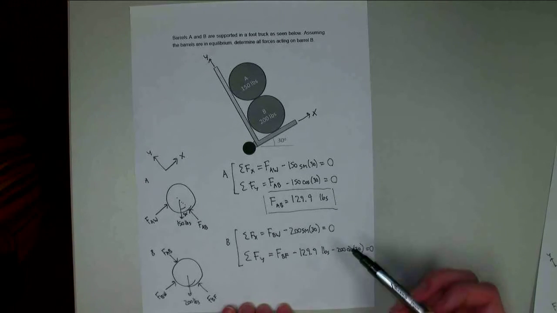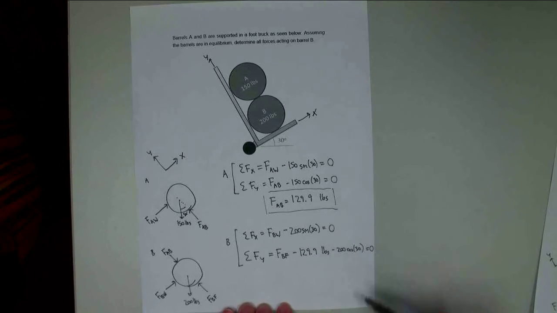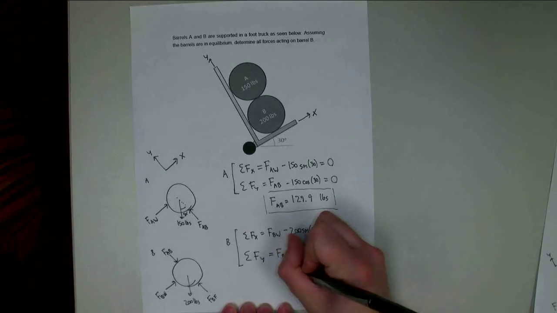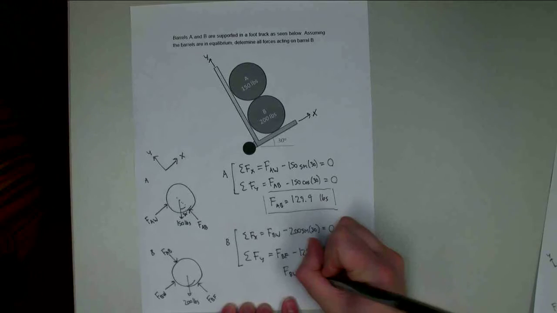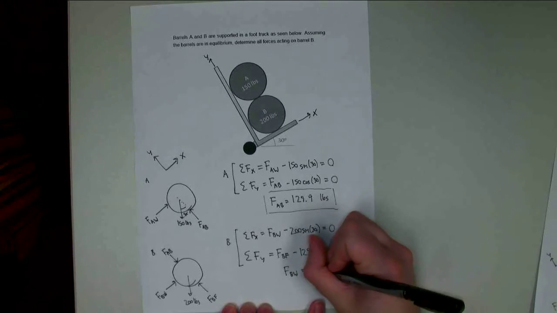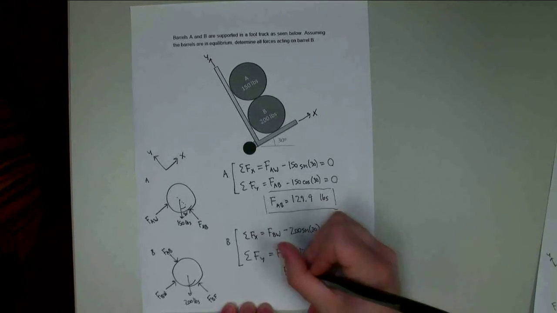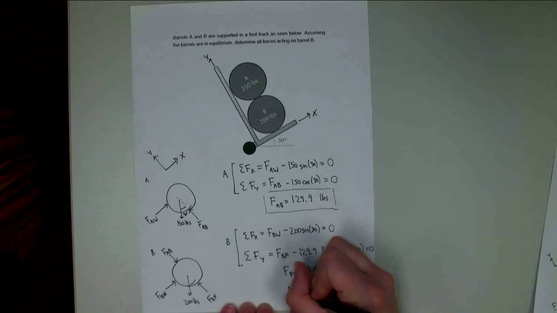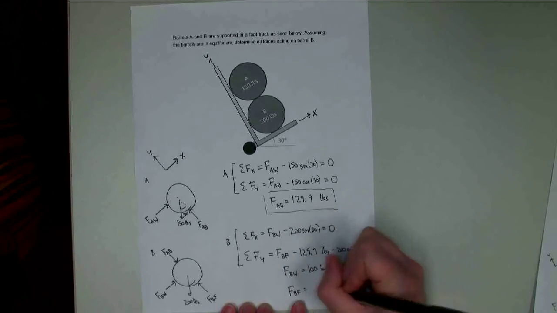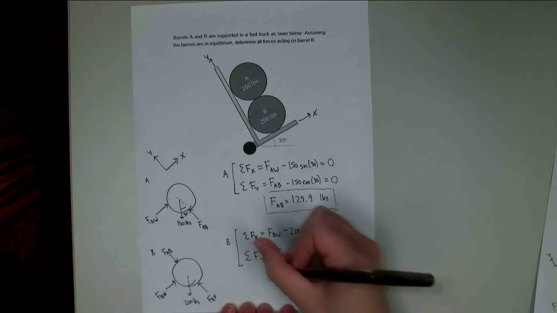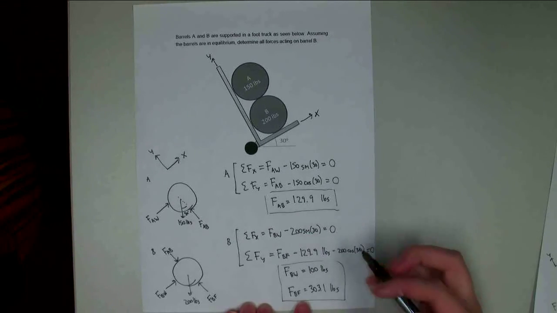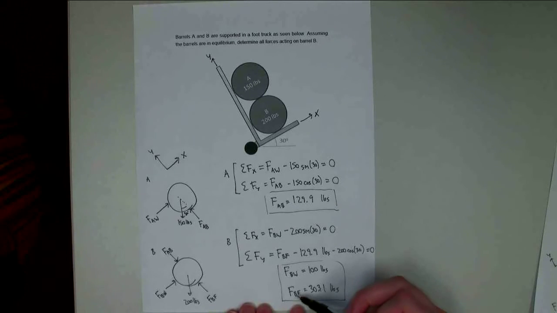Alright, so pretty easy at this point. I've got one unknown in each of the two equations. If I solve for FBW, I'm going to wind up with 100 pounds for that. And if I solve for FBF, that's going to be 303.1 pounds there. And so these are the other two forces. I've got FAB, FBW, and FBF. It's the magnitude of these three normal forces that are shown on the diagram. So with that, we've solved our problem.